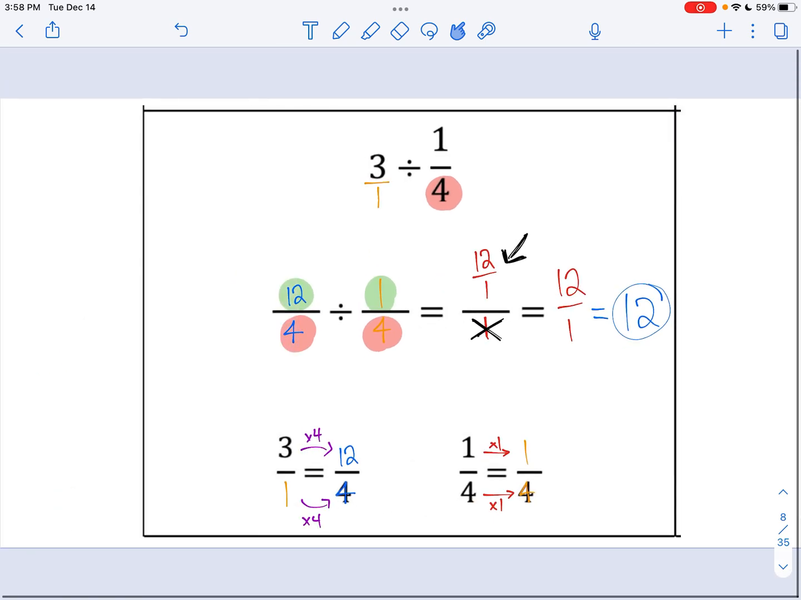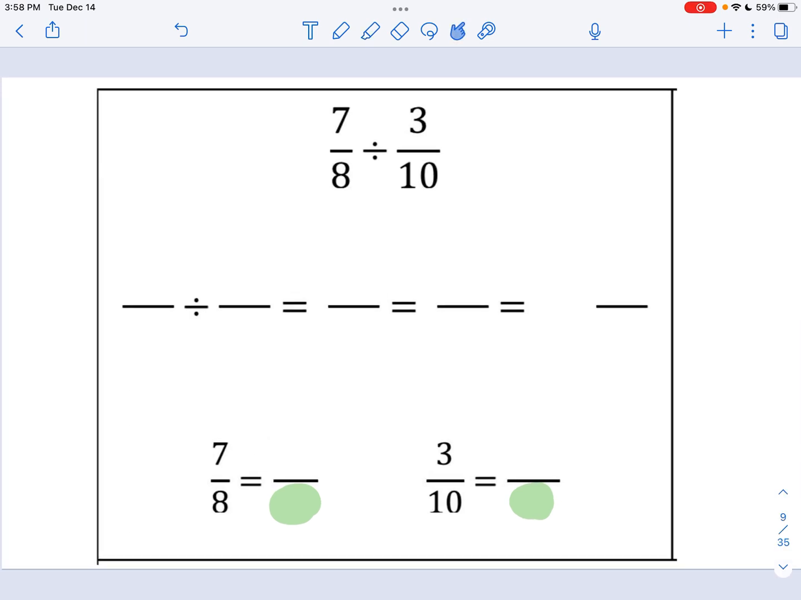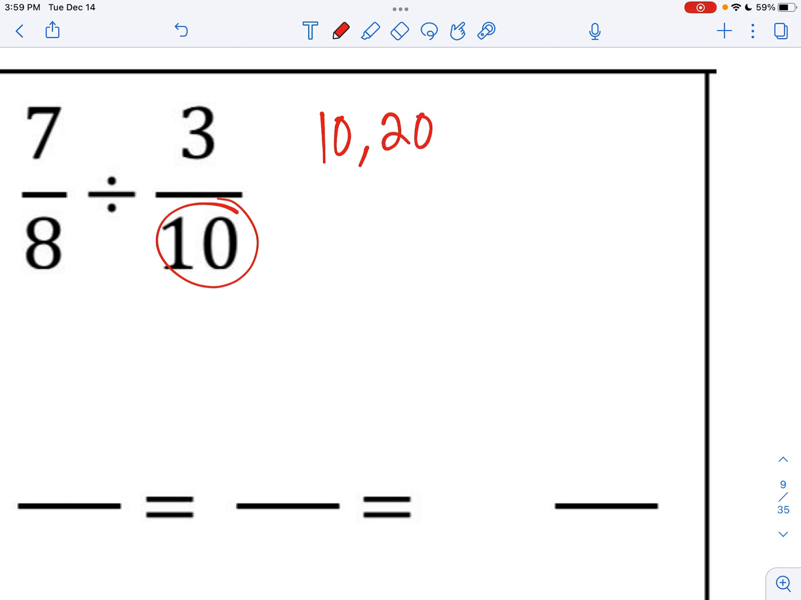I'm going to do one more, and then I really encourage you to do the worksheet yourself. This one is especially tricky because down on the bottom, I didn't write in the common denominator. So we talked about least common multiples. I need to find the same number for both denominators. So I'm going to count by 10. 10, 20, 30, and then I'm going to stop.